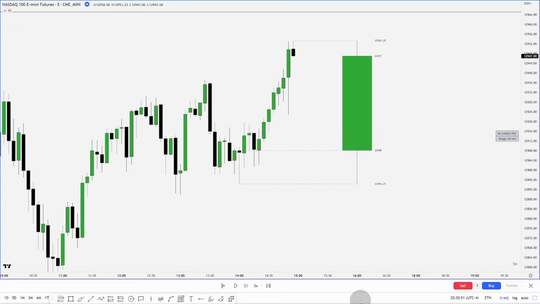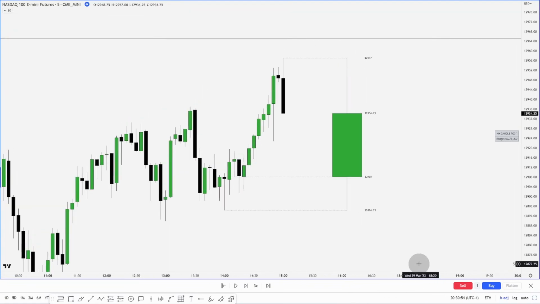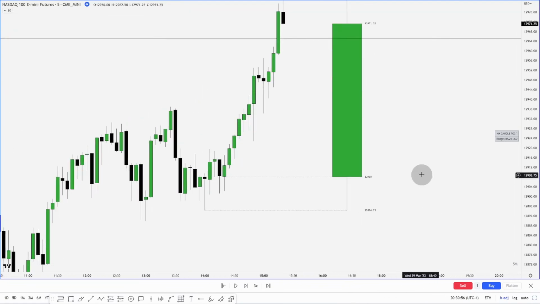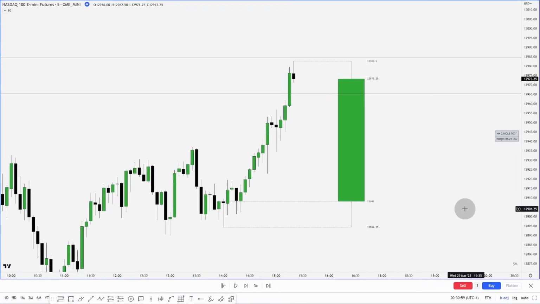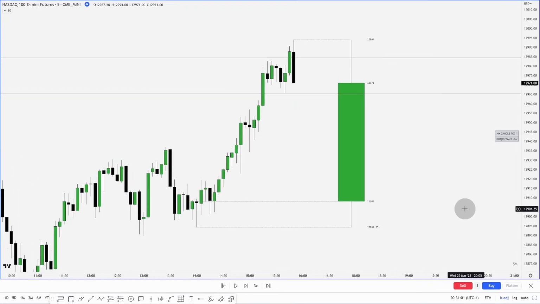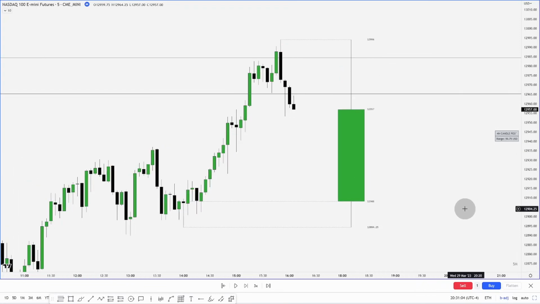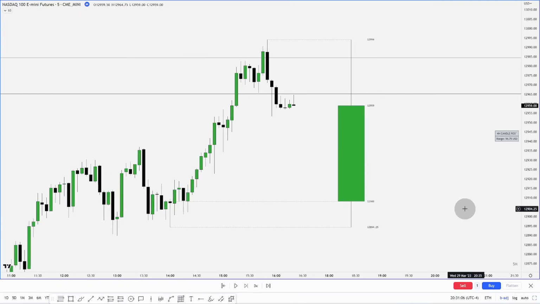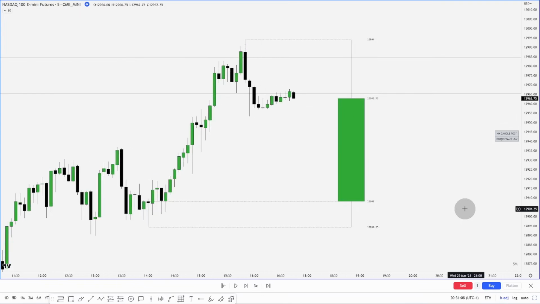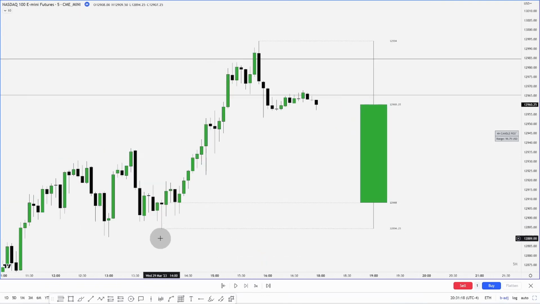And now we get an expansion reaching for the identified draw on liquidity. And if we let this continue, we put in a high and then close the candle. So this is an example of how I identified a draw on liquidity. I look for an open, low, and then I can expect a move up towards my draw on liquidity before a high is put in, and then a close of that candle.